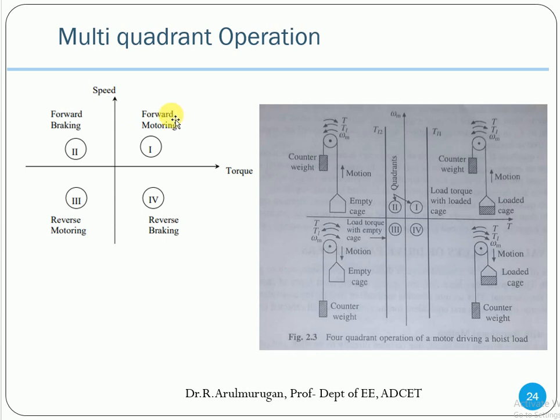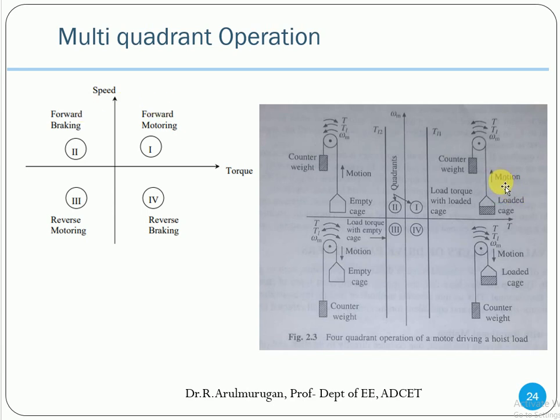Both plus means forward motoring. Here one is minus, so forward braking. Both minus means reverse motoring. One is minus, which one? Positive torque, negative speed, so reverse braking. One minus means a braking system.